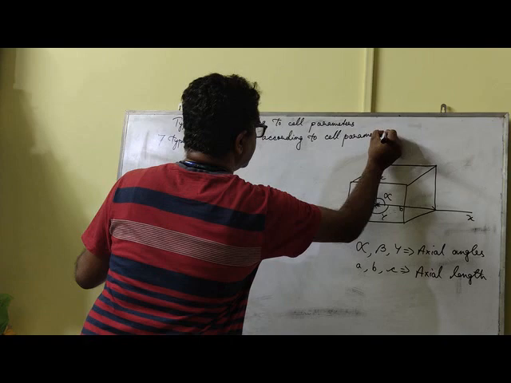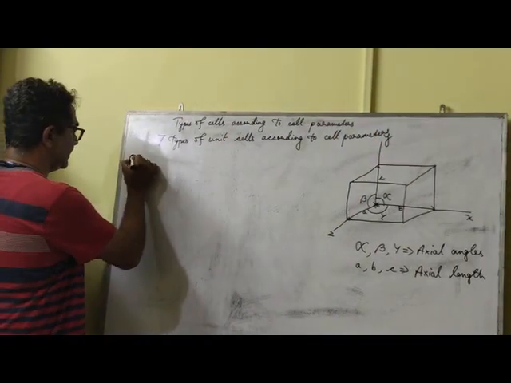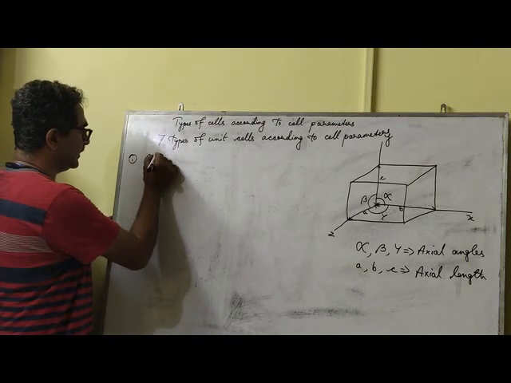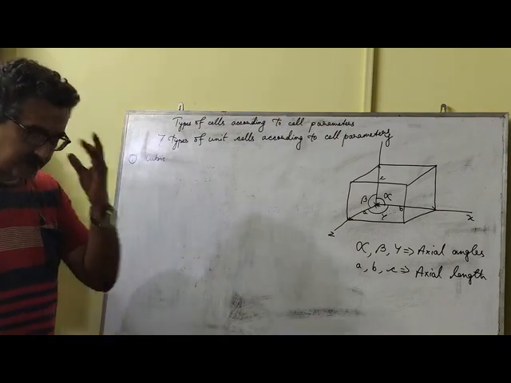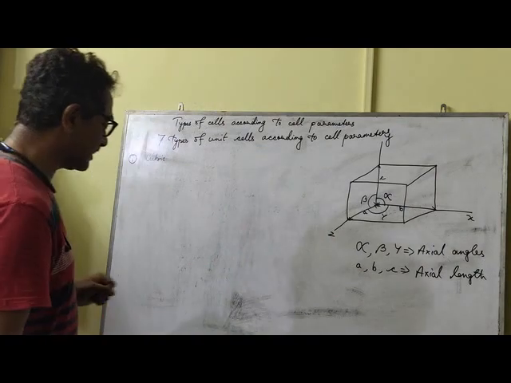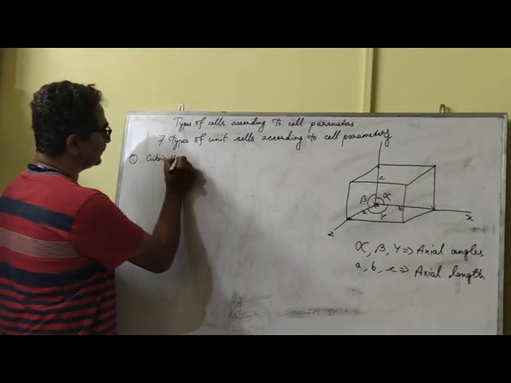Now we are going to learn this. The first one is cubic. Let me write down the 7 unit cells first, then it's easier for me to explain what the values of the cell parameters are. So first of all, we have the cubic unit cell.